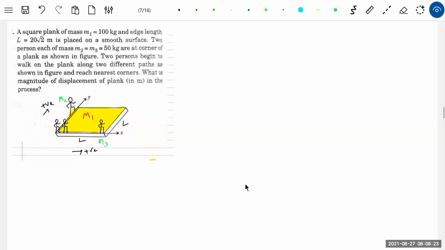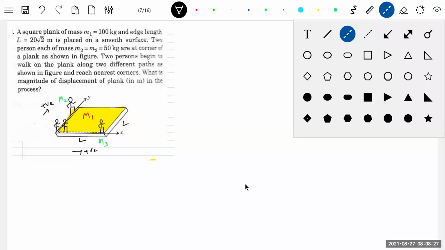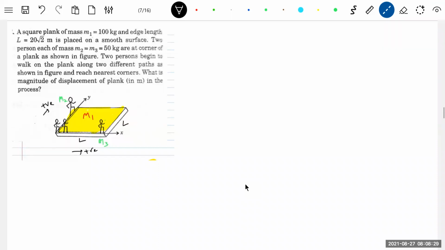So the plane diagram I'll show it. I can't show the 3D diagram. Initially, let's say this is the origin. Read the question very fast. Here is what the plank is there.